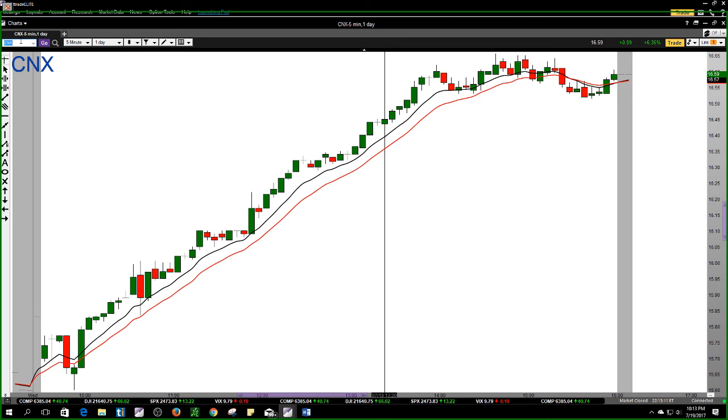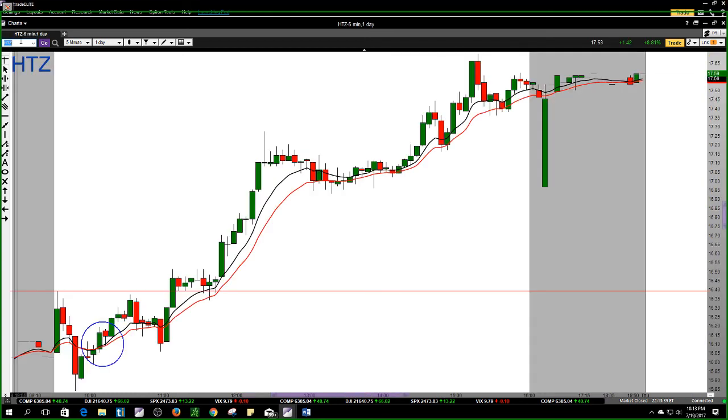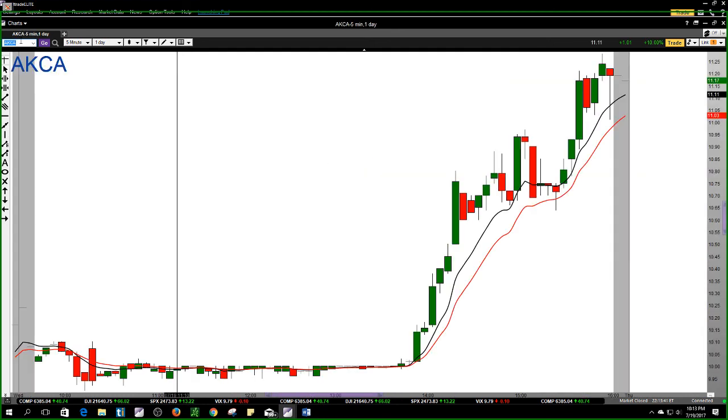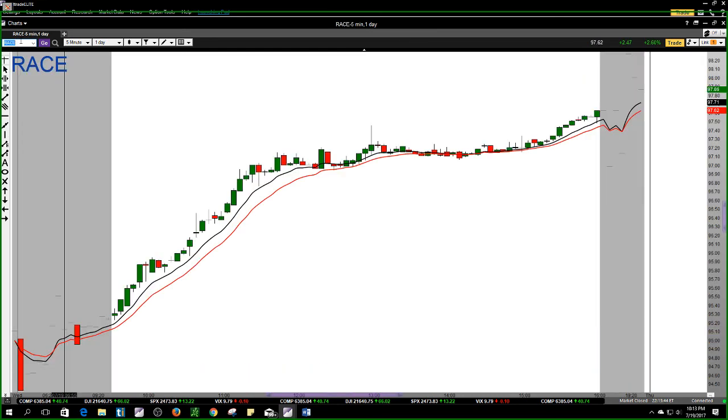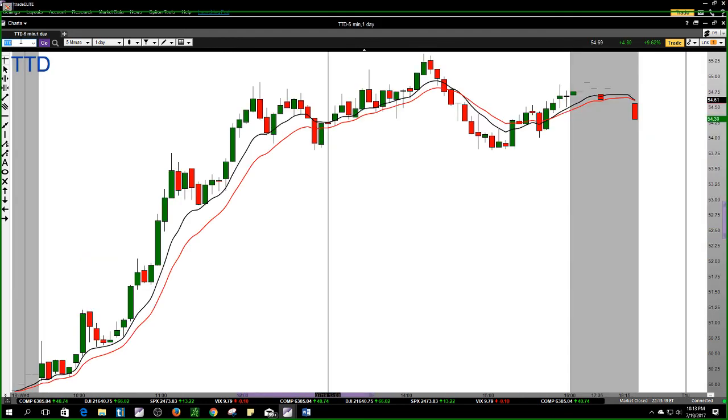Look at that. Could you get a prettier chart than that? I mean, that's beautiful right there. That's what the A13 strategy can do for you. That's what your trading should look like. That's ideally what you would like to see happen on every trade that you take, right? HTZ, CNX, there's even that AKCA. There's some beautiful ones. Look at this, RACE. So many different types of trades like this. This is ideally what you want to see when you're taking trades, right?